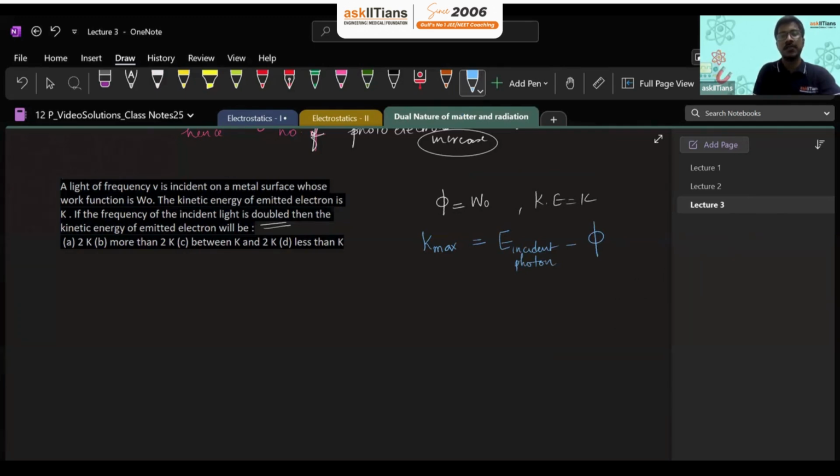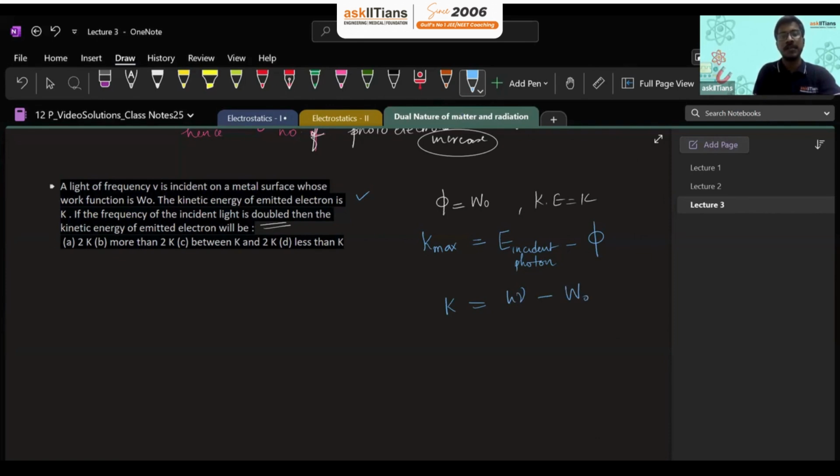So in the first case, they are saying the kinetic energy of the emitted electron is K, and the frequency of the incident radiation is nu. So the energy of the incident photon will be h nu, and the work function is W naught, right?